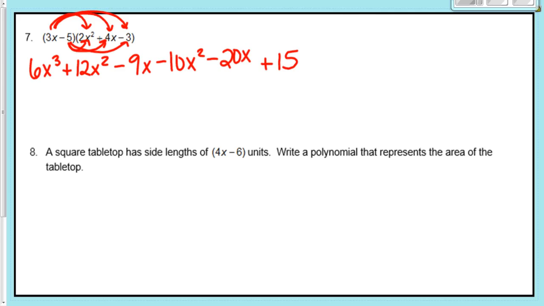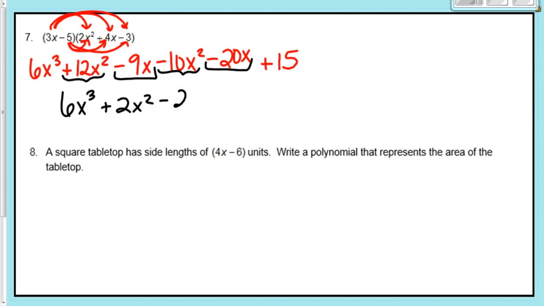Okay? So I need to combine like terms. And these are a little bit more broken apart than they used to be, right? There's only 1x cubed, okay? But then I see 12x squared, and then over here, negative 10x squared. So that's 2x squared. Then I see negative 9x, negative 20x, that's negative 29x.